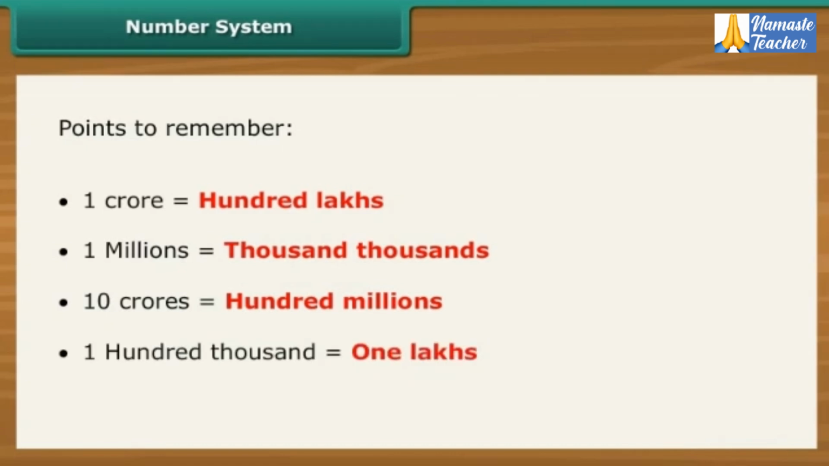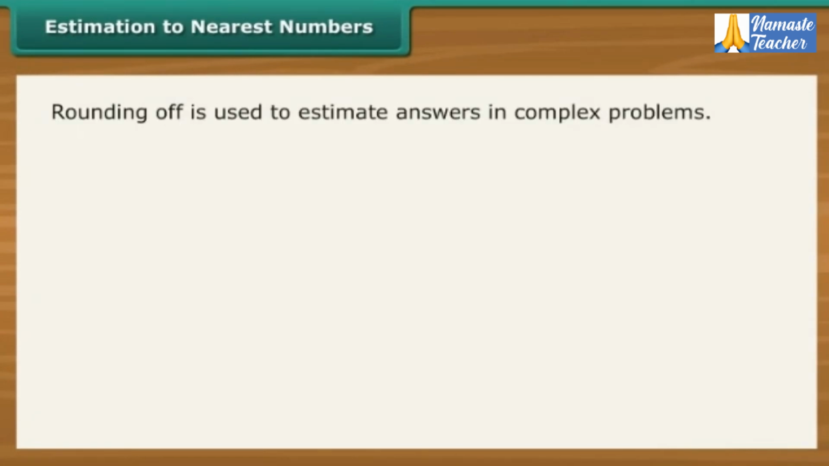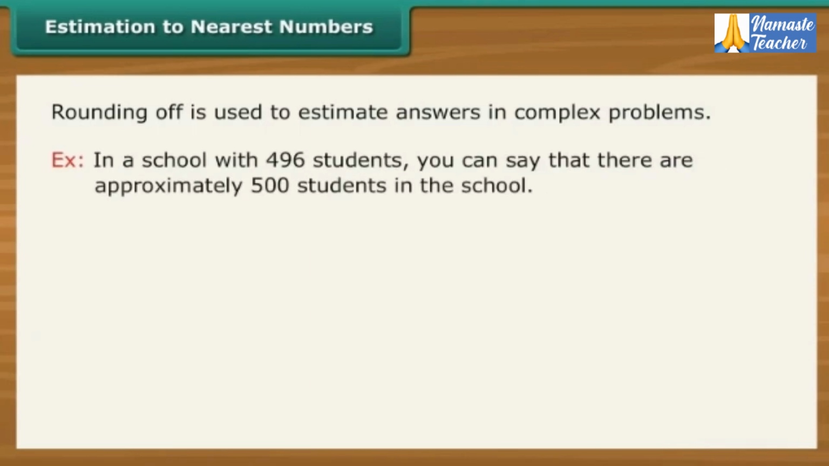100,000 is equal to 1 lakh. Estimation to nearest numbers. As we come across large numbers, performing calculations on them becomes complex. To avoid the complexity, estimation or rounding off is used. For example, in a school with 496 students, you can say that there are approximately 500 students in the school.